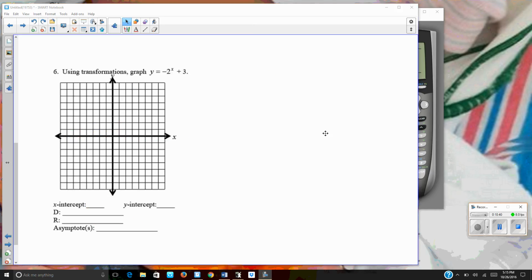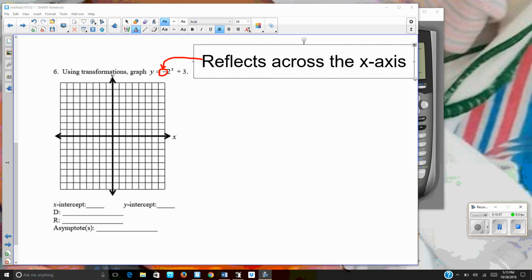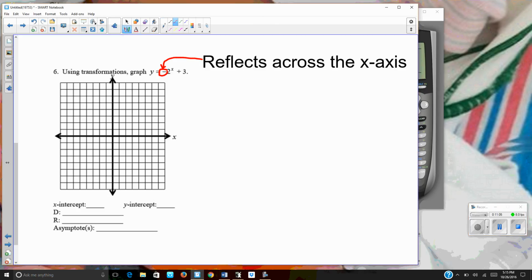All right, so this last one, number 6, two things that are happening here. Remember, the negative out front essentially just means it's flipped upside down, or another way to put that is it's reflected across the x-axis. So two things are happening in this problem. It's reflected across the x-axis, and it's also obviously shifted up 3 units.